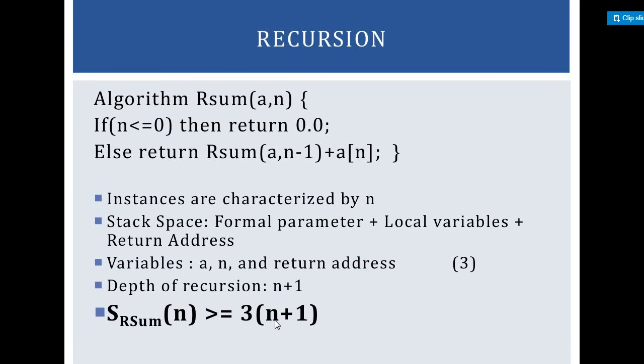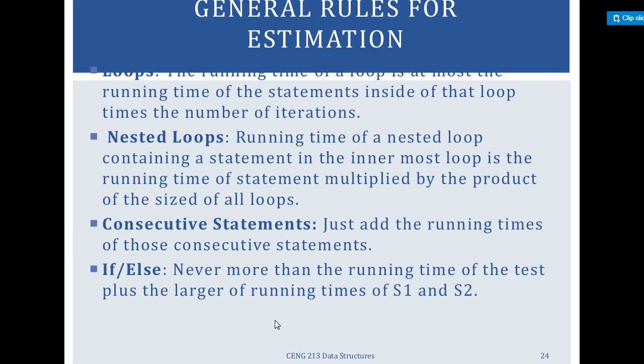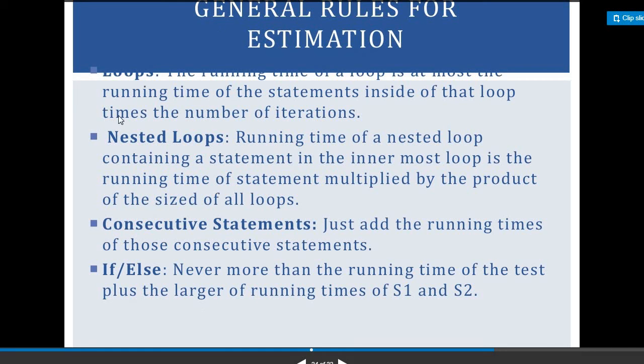Recursion means the function calls itself. Now the general rules for estimation. Loops: the running time of a loop is the number of iterations. Nested loops: the running time of a nested loop containing a statement in the innermost loop is the running time of the statement multiplied by the product of the sizes of all the loops. Consecutive statements: just add the running times of those consecutive statements. If else: never more than the running time of the test plus the larger running time of S1 and S2.